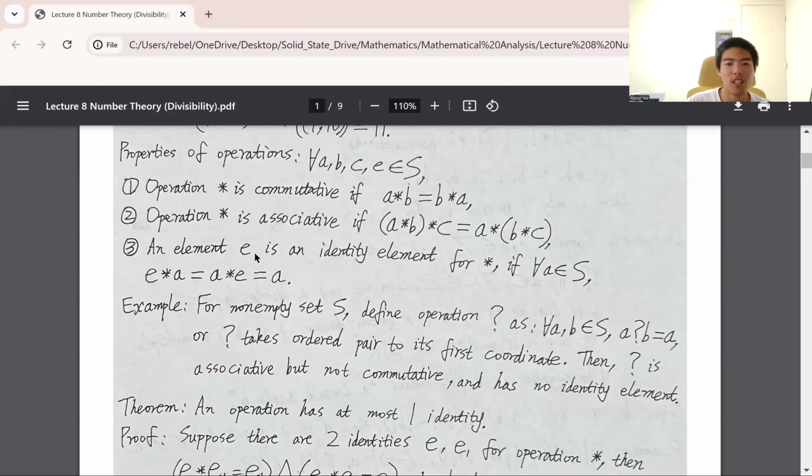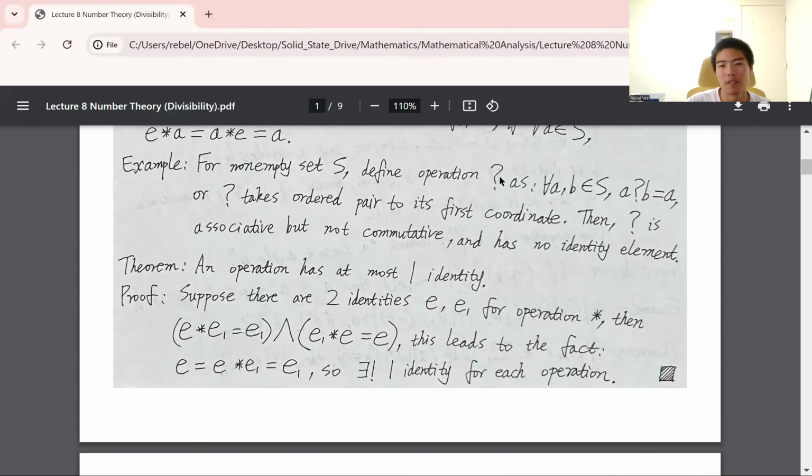One example is, for a non-empty set S, we define an operation, question mark. What is the question mark operation? A question B is always equal to A. Let's see what properties it has. Actually, the question operation takes an ordered pair AB to its first coordinate. So it just simplifies AB to A, right?